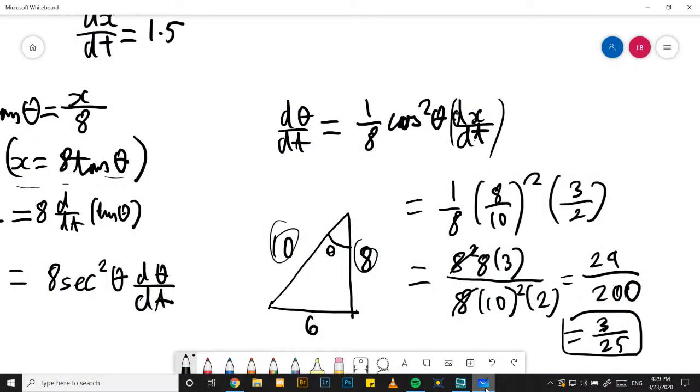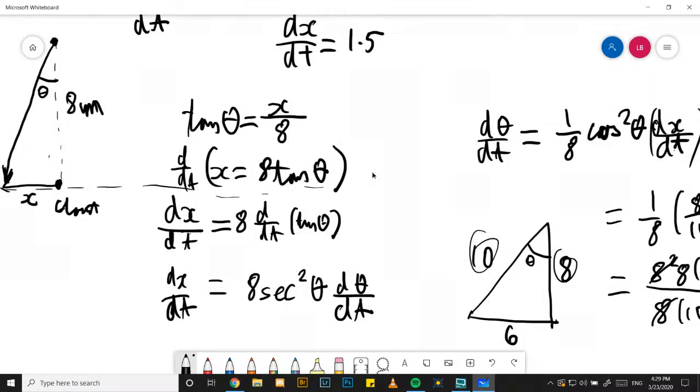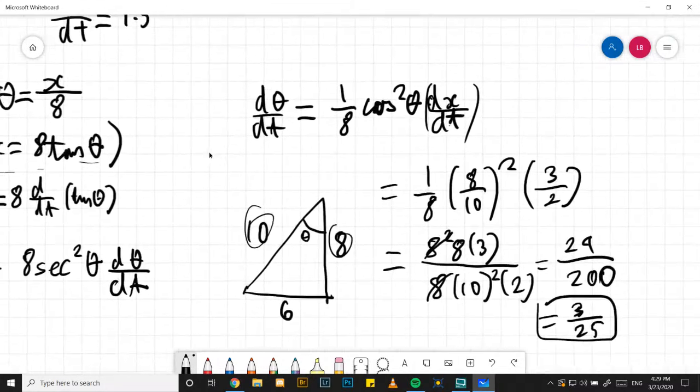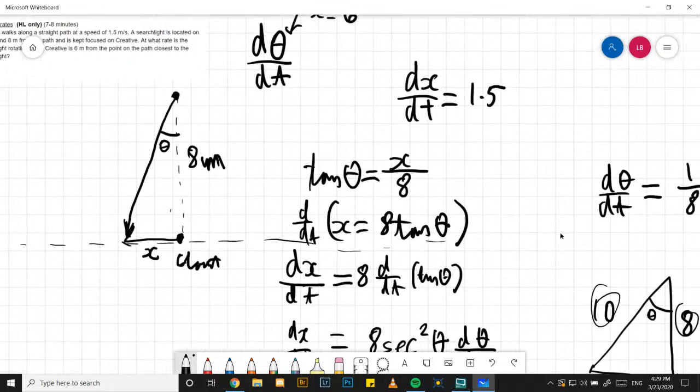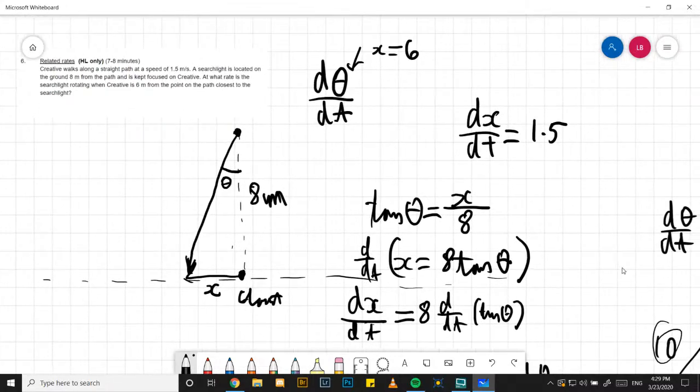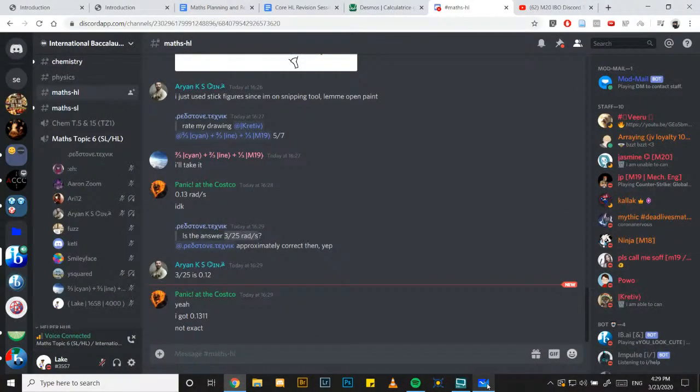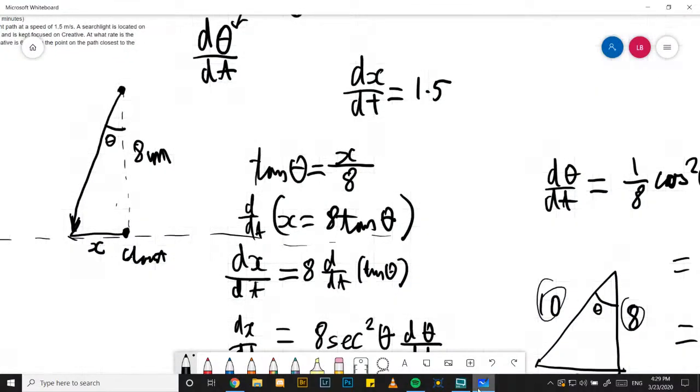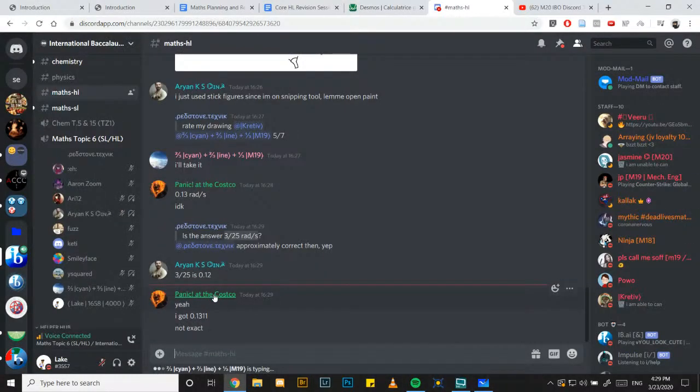Yep, so that's a related rates question. Easily, this is one of the hardest related rates questions. This is not ridiculously hard, but in terms of IB, this is as hard as it gets. But sometimes it can get really sketchy. So wait, Panic at the Costco, how did you get 0.13? You should get exactly 0.12, with no exception. Always.